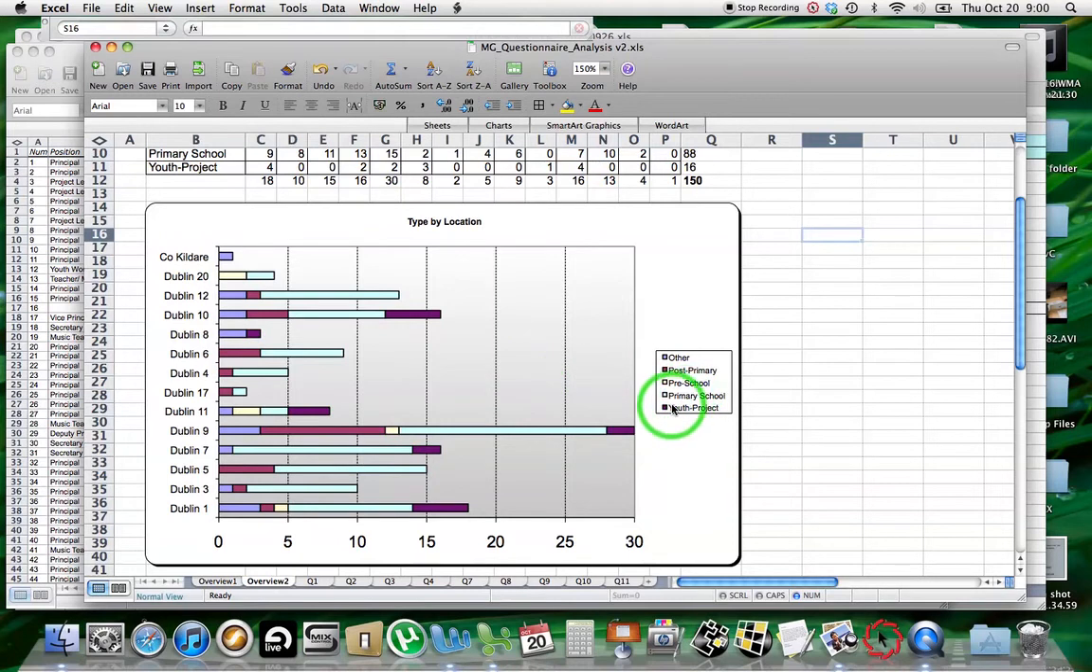Interestingly, the youth projects, we only really picked them up in six areas across the city. So we're probably a bit thin on youth projects that we looked at in this survey. So perhaps we haven't got the full picture on what it looks like there, but for the moment, that's what we have.